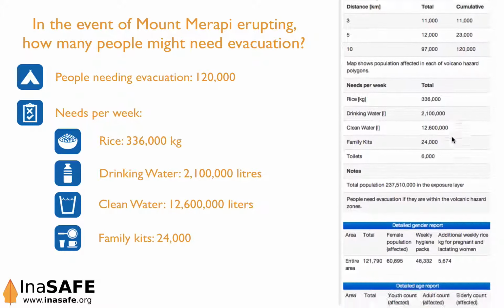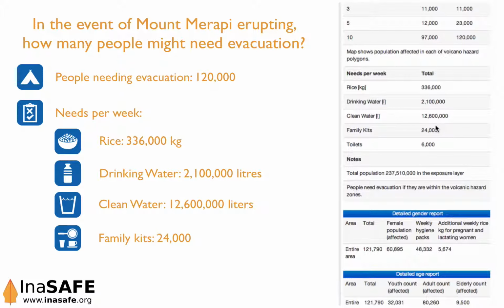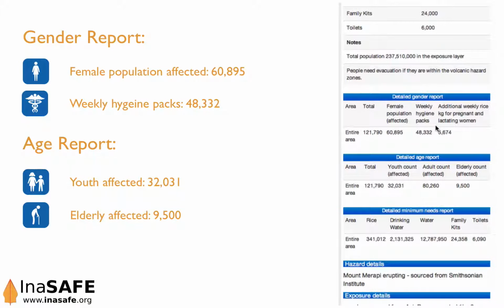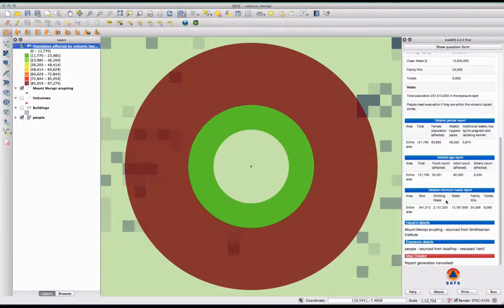The Needs per Week section gives detailed information regarding the supplies which evacuated people would need. This information is critical to disaster managers in planning for such an eruption. InaSAFE also gives a detailed gender and age report, with further details of requirements such as hygiene packs, rice, drinking water and toilets. Now that we have read through the results, let's make a report.